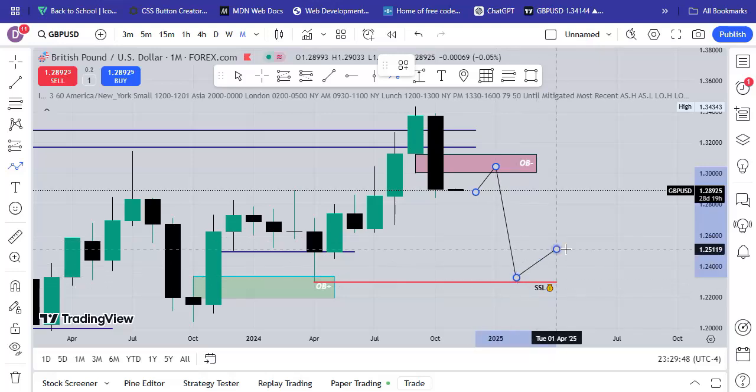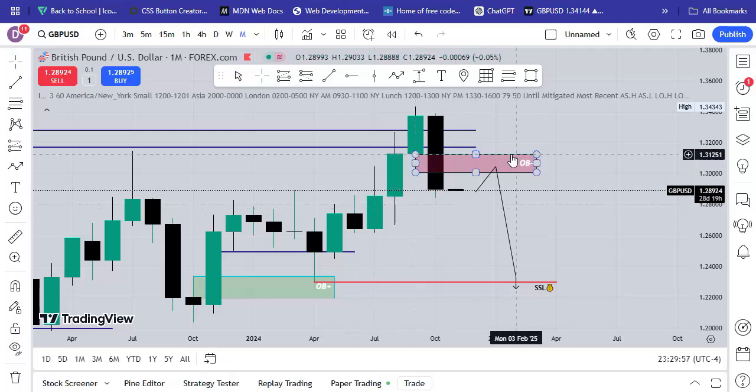Once we mitigate this order block right here, this monthly order block, I want to see price drive down, because like I said, once we had the change in the state of delivery, it was handing out to me that we are about to see a down move, a significant down move in GBPUSD, which means that the US dollar is gaining strength.